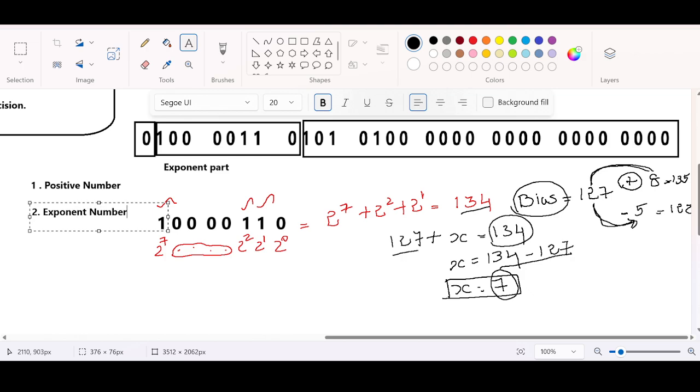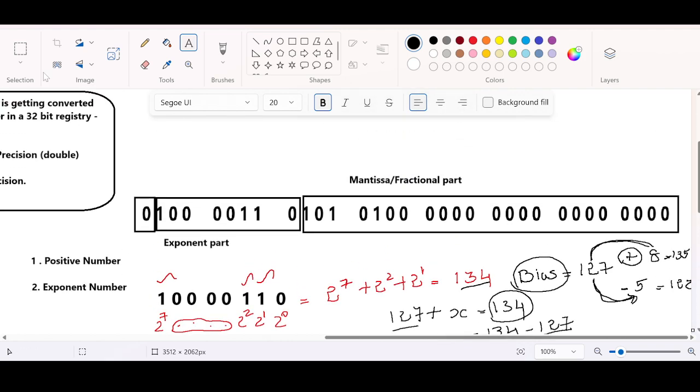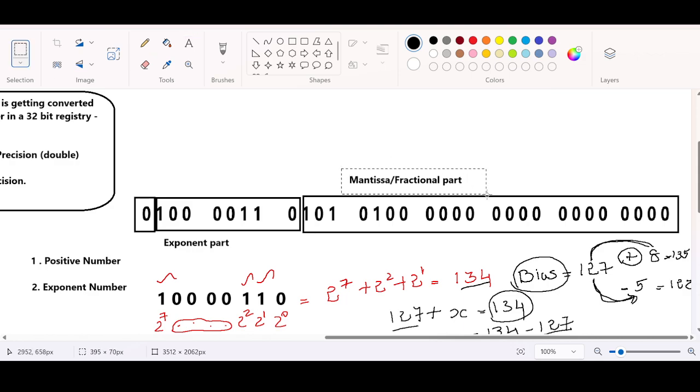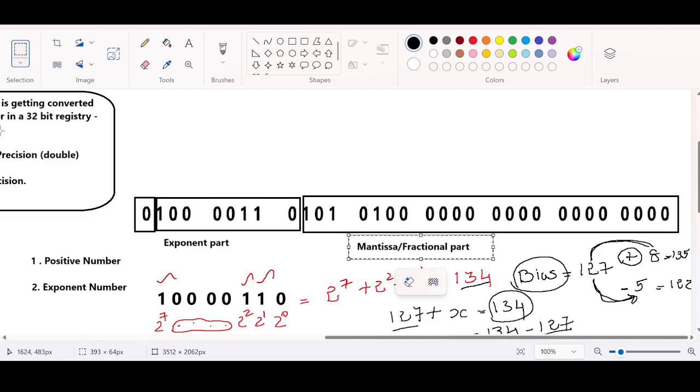Exponent number. And the third thing, we need to find what? We need to find the fractional part or the mantissa. Now focus here. This is also very easy. This mantissa or fractional part. Okay. So this is representing the fractional part. Yes or no? This is representing the fractional part.